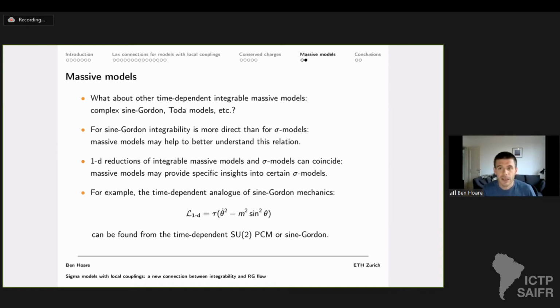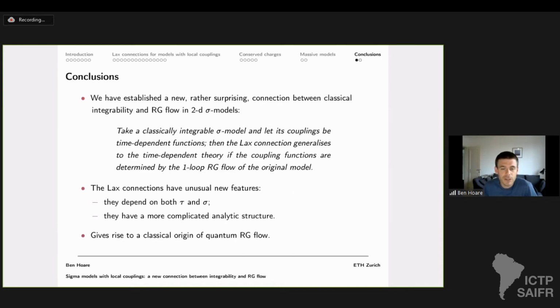So let me just turn to my conclusions. Let me repeat the main results. We've established this new, rather surprising connection between classical integrability and RG flow. If you take a classically integrable sigma model, promote its couplings to be time dependent, then you can generalize the Lax connection if these couplings are determined by the one-loop RG flow. And the Lax connections we found had a number of unusual features. They depend on both tau and sigma, and they have a more complicated analytic structure than is usual. And it gives rise to a classical origin of quantum RG flow.